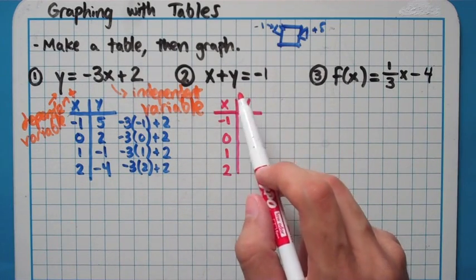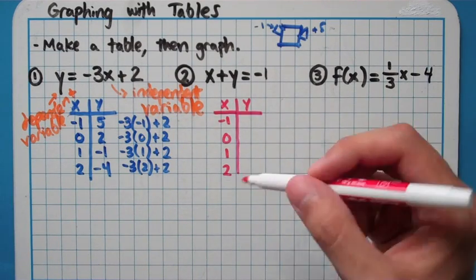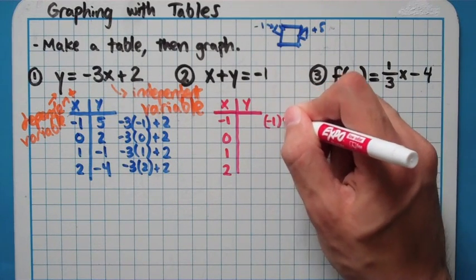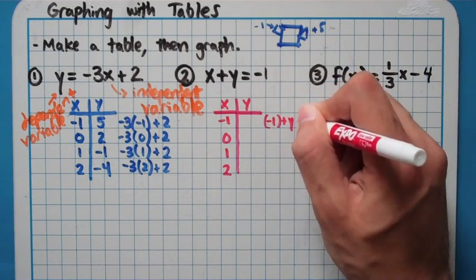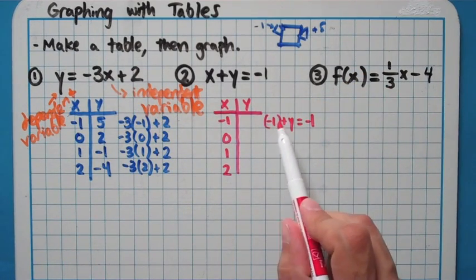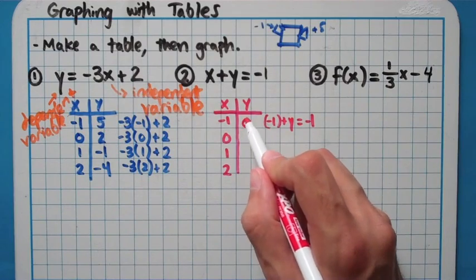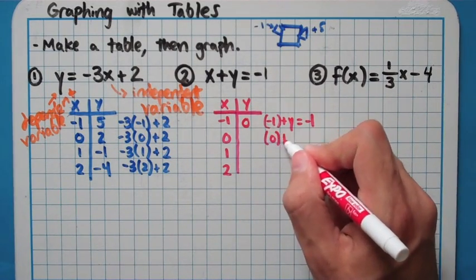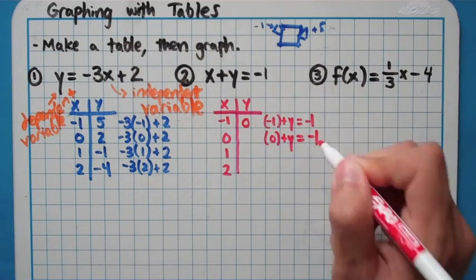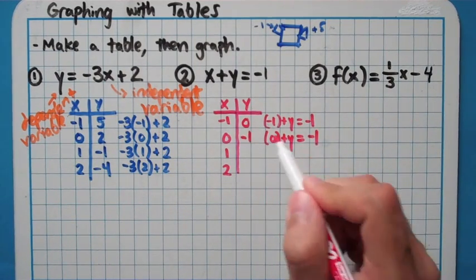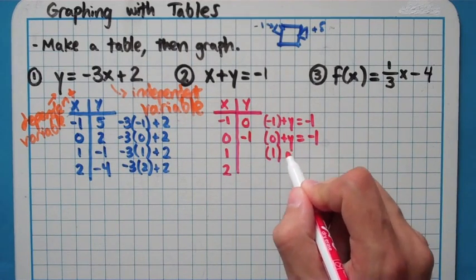So on this one, the y isn't by itself, which is kind of weird, but it still works the same way. I plug in a -1 for x, so I get -1 plus y equals -1, and I have to figure out what number that is. Well, -1 plus 0 equals -1. If I plug in a 0 for x, I get 0 plus y equals -1. 0 plus a -1 equals -1, and you just keep doing the same thing.